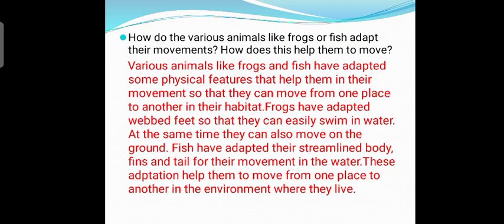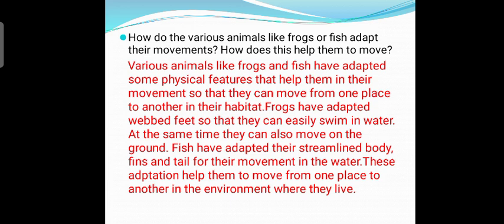How do the various animals like frogs or fish adapt their movements? How does this help them to move? Students, for giving the answer of this question, first see that what are the habitats of these animals. If I will talk about frogs, so frog is an amphibian. It can live on land as well as in water. So definitely its movement will be adapted for doing movement in both kind of environment. While fish is an aquatic animal, it is completely living in water, and therefore the adaptive features of the fish will be suitable to make the movement in water only.